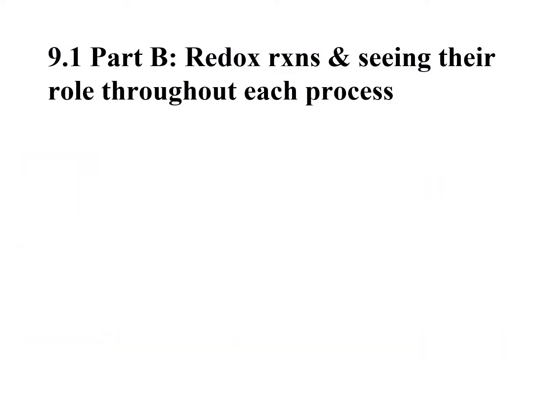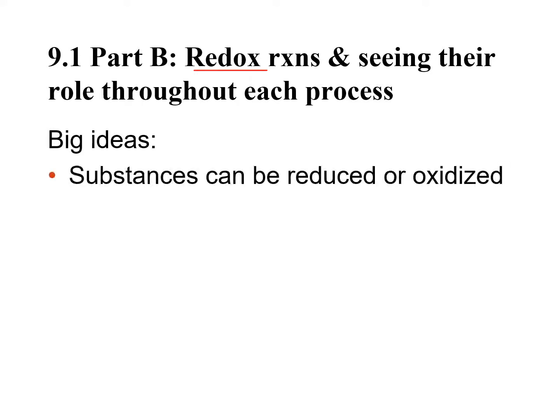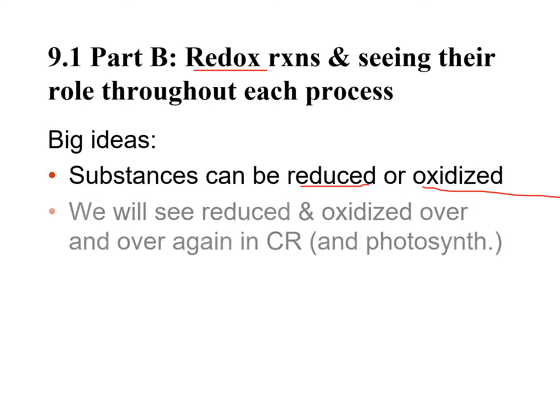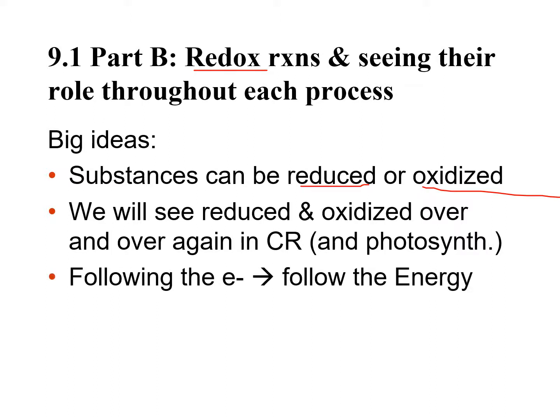All right, part B of the background here, we are looking at these things called redox reactions and looking at their role throughout each of the types of cell respiration. Big ideas here, substances can be reduced or oxidized. You're going to see these terms over and over again in this unit and in the next one. And the reason why they're important is because if we can follow the electrons, we can really follow the energy.